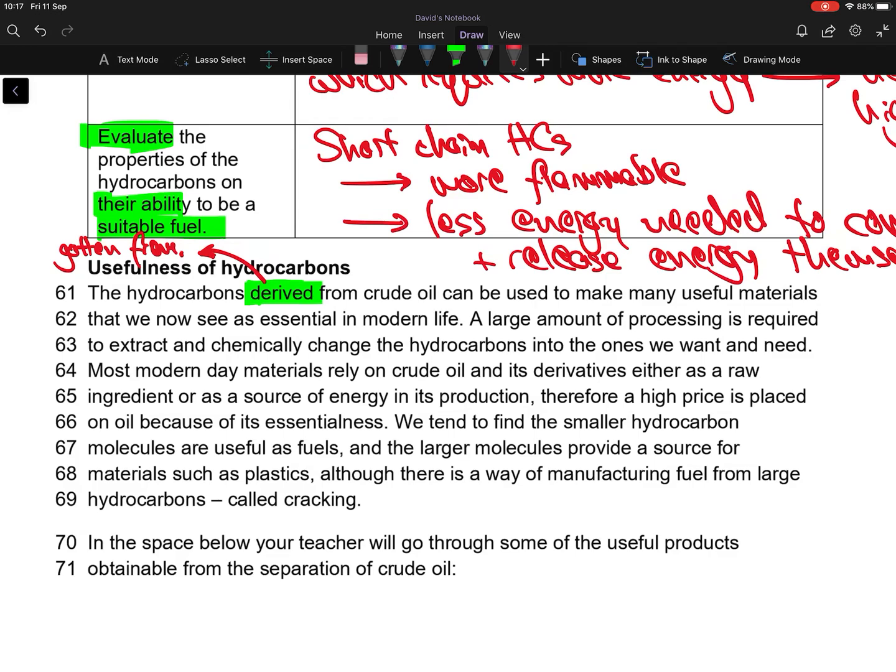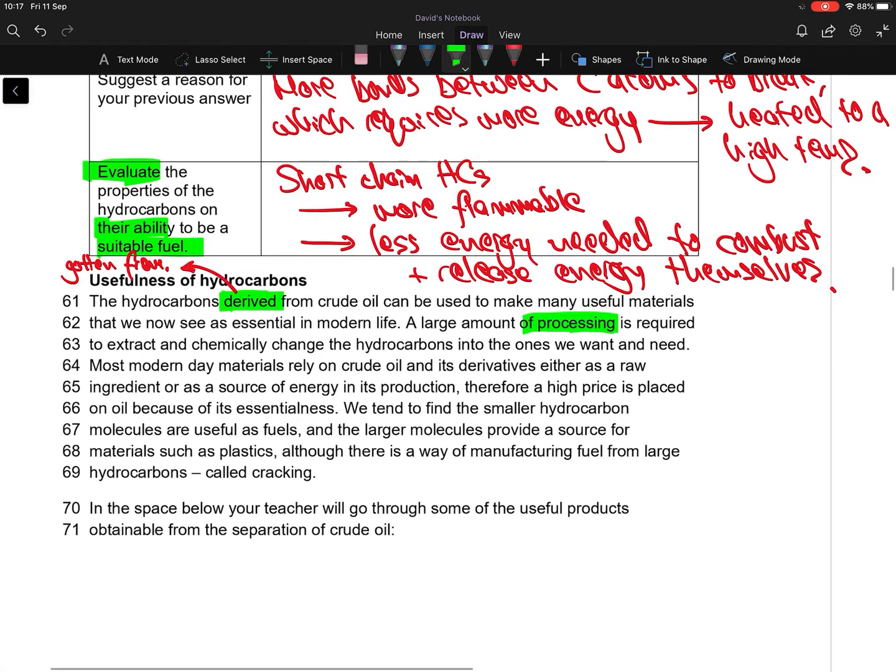So, hydrocarbons gotten from crude oil can be used to make more useful materials that we now see as essential in modern life. A large amount of processing is required to extract and chemically change the hydrocarbons into ones we want or need. Now, processing is obviously what we do to things, and processing itself requires energy. So we're talking about manufacture and things like that.